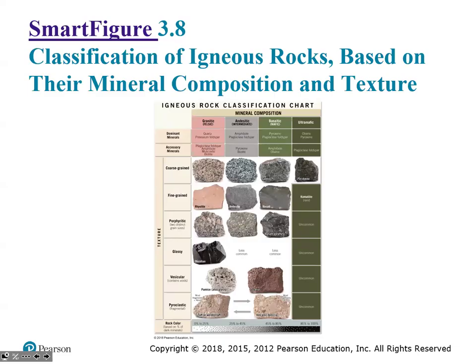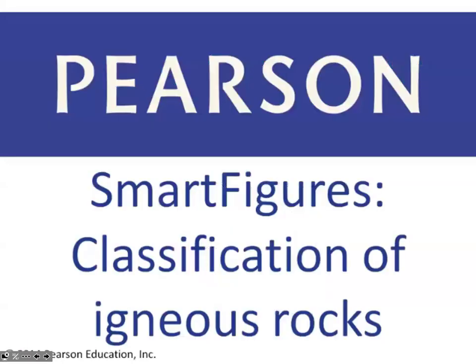So here's sort of all the different textures and all the compositions. You very rarely see anything other than peridotite for ultramafic. You see the basaltic and the granitic and the andesitic. And there's coarse grained, fine grained, those are the common groups. And then there's the porphyritic ones, the glassy ones, the vesicular ones, and the pyroclastic ones. So this is how you can classify them into various groups based on their texture and their composition.